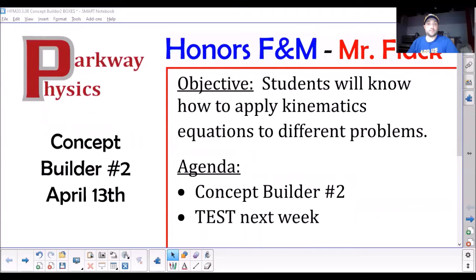But we are going to have some kind of a test next week over all these equations. So please get caught up on homework. Please ask me questions. Set up a Zoom with me if you want to talk through any of these things that we've done these past couple weeks. So let's get started with today.